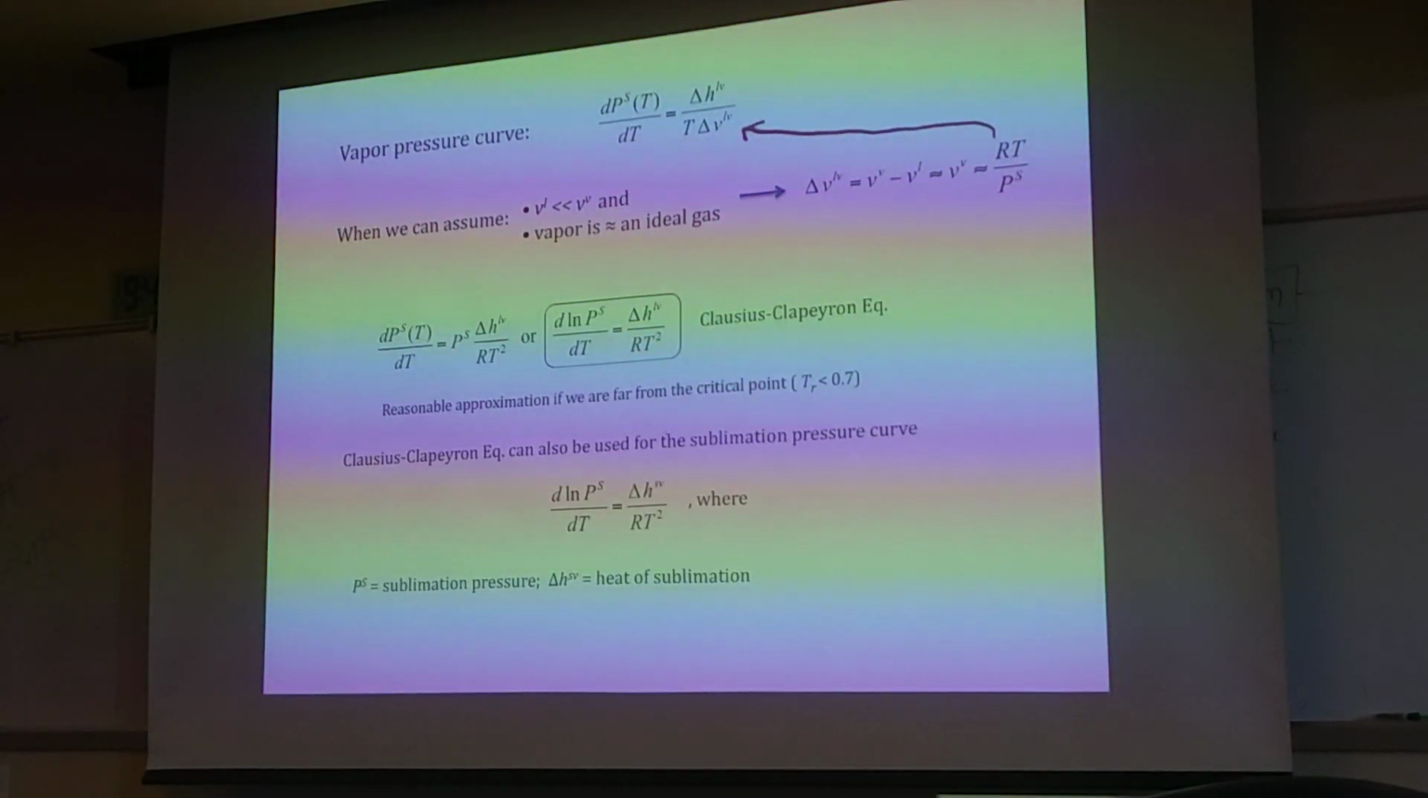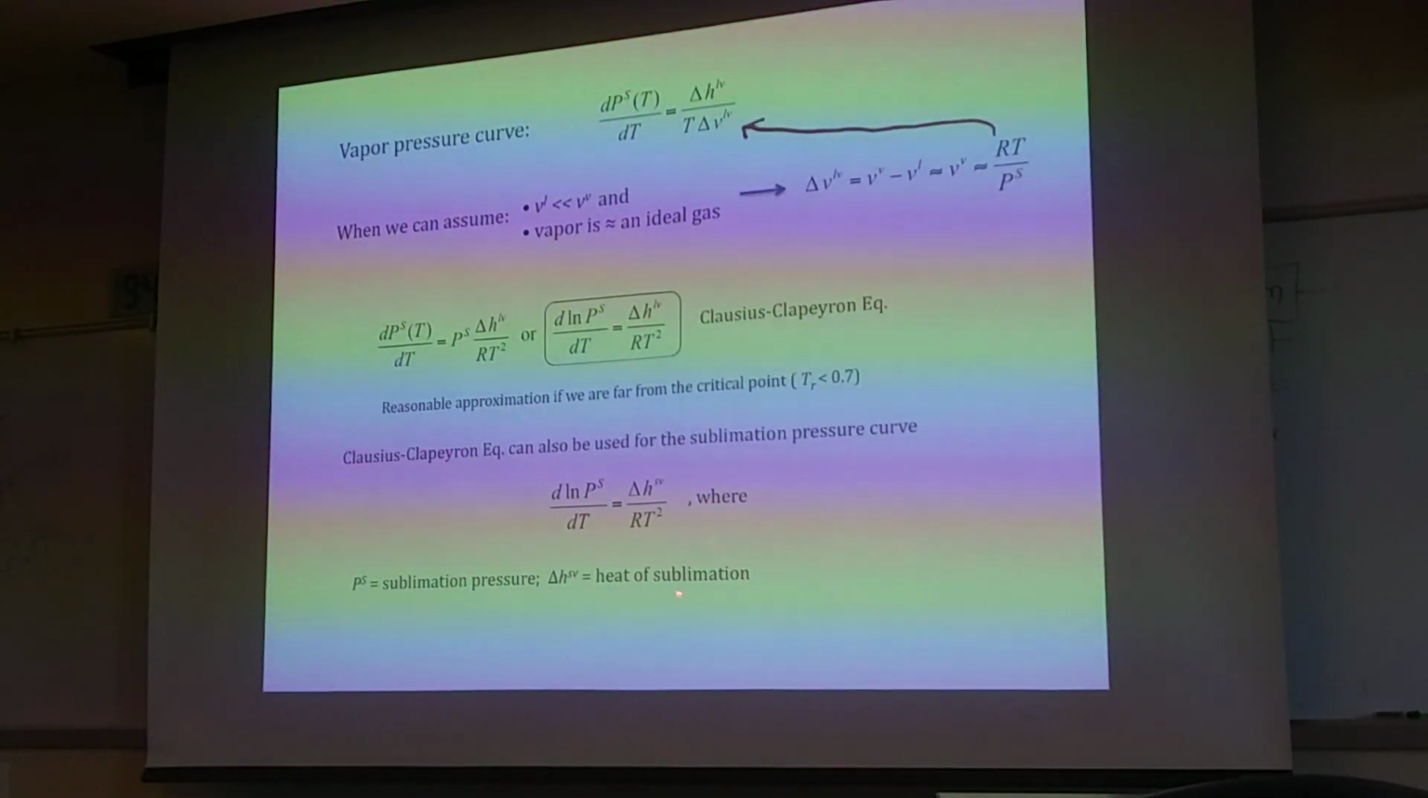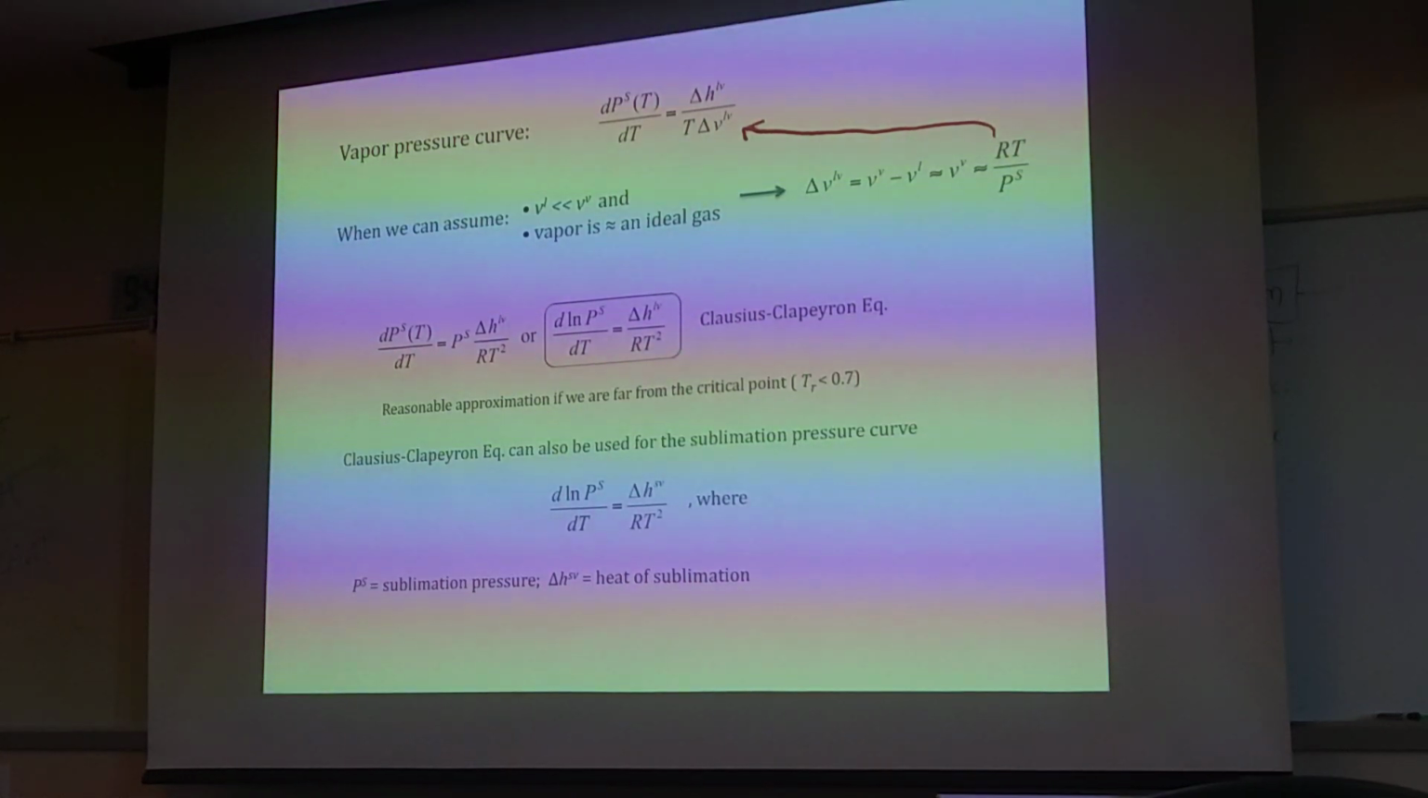Now we can use it to describe the sublimation point pressure curve as well. Same form here. It's the Clausius-Clapeyron equation, now involving the heat of sublimation instead of the heat of vaporization.